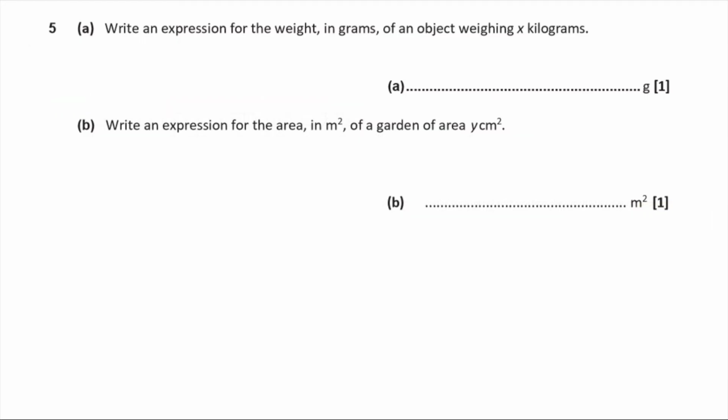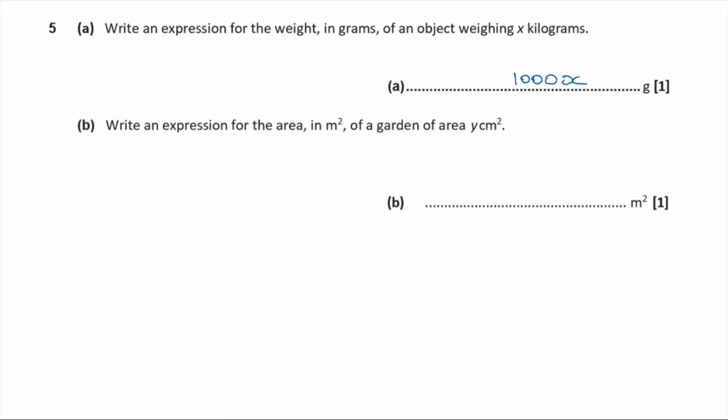Okay. Question 5a. Write an expression for weight in grams of an object weighing X kilograms. Well, to go from kilograms to grams, you have to multiply it by 1,000, don't you? So if X is the weight in kilograms, then in grams, it's going to be 1,000x.